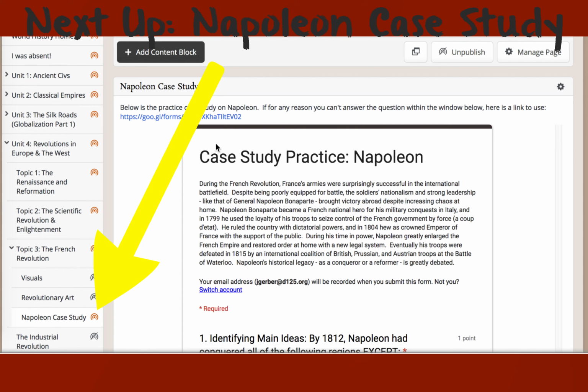You can take the case study embedded in the page, or you can use this link to the Google form to take it in a second window if that's more convenient for you. We'll go over the results or the answers to the case study tomorrow, and then we'll explore Napoleon as a divisive figure a bit more.